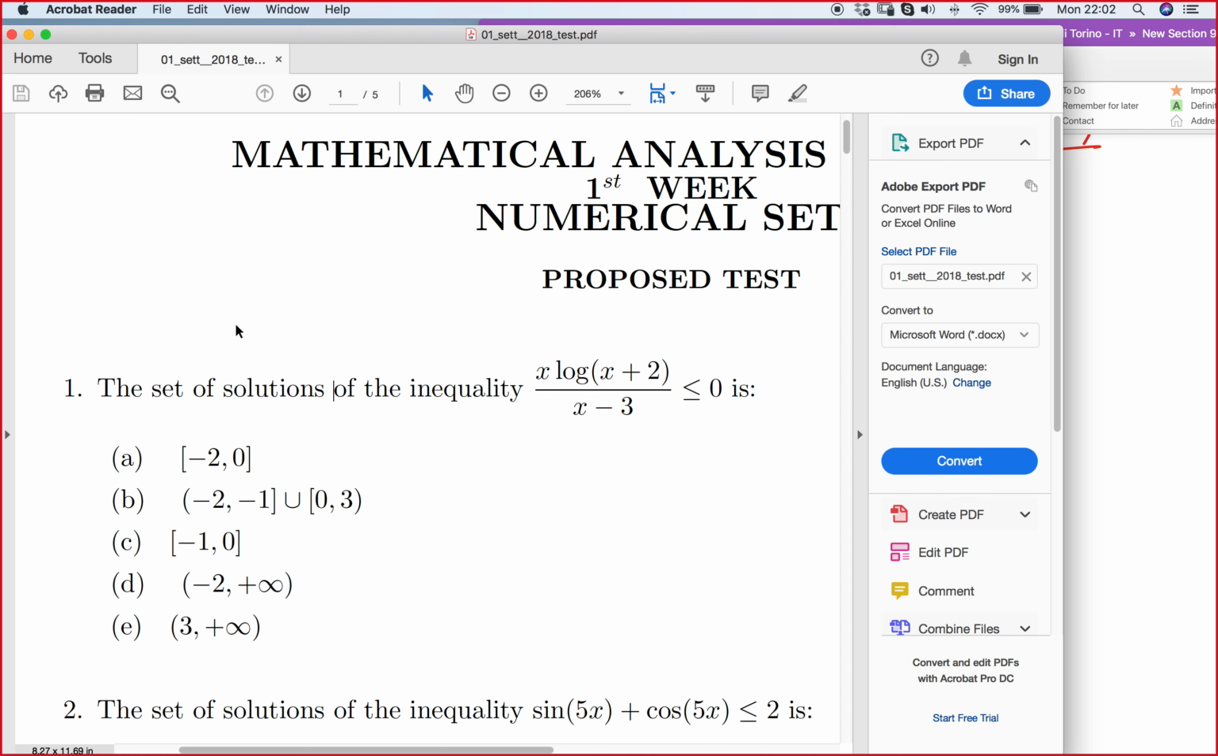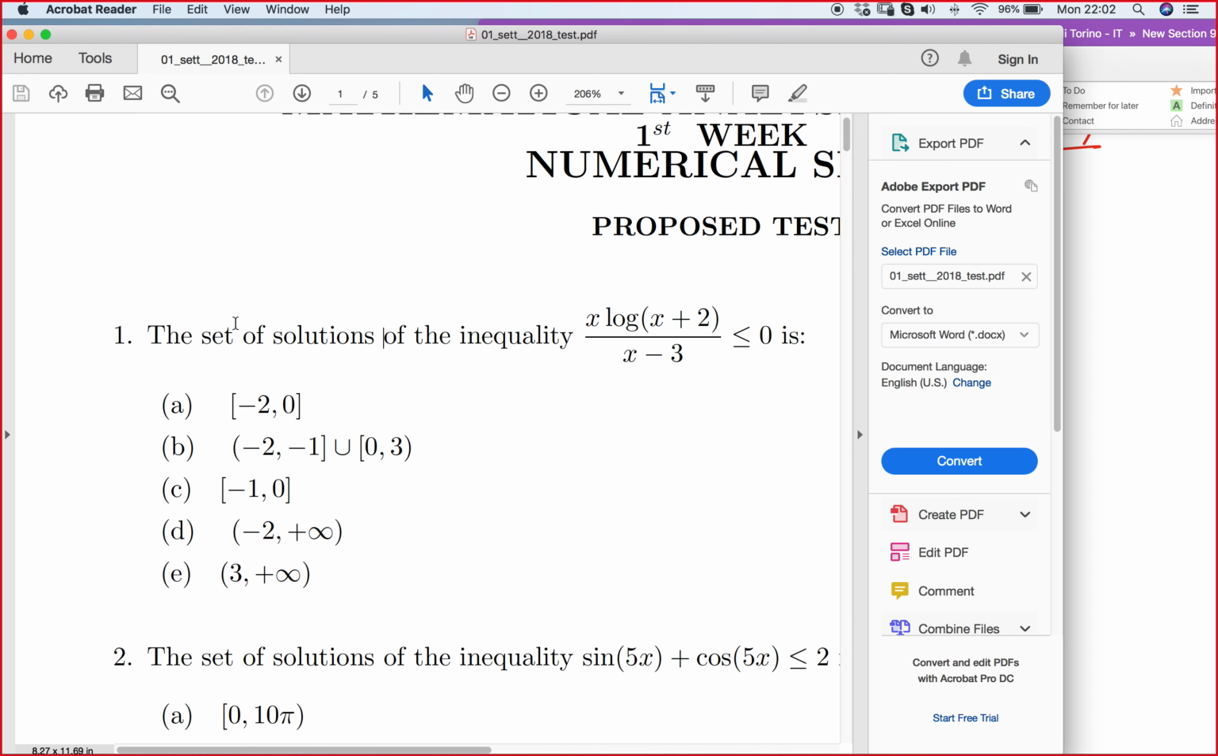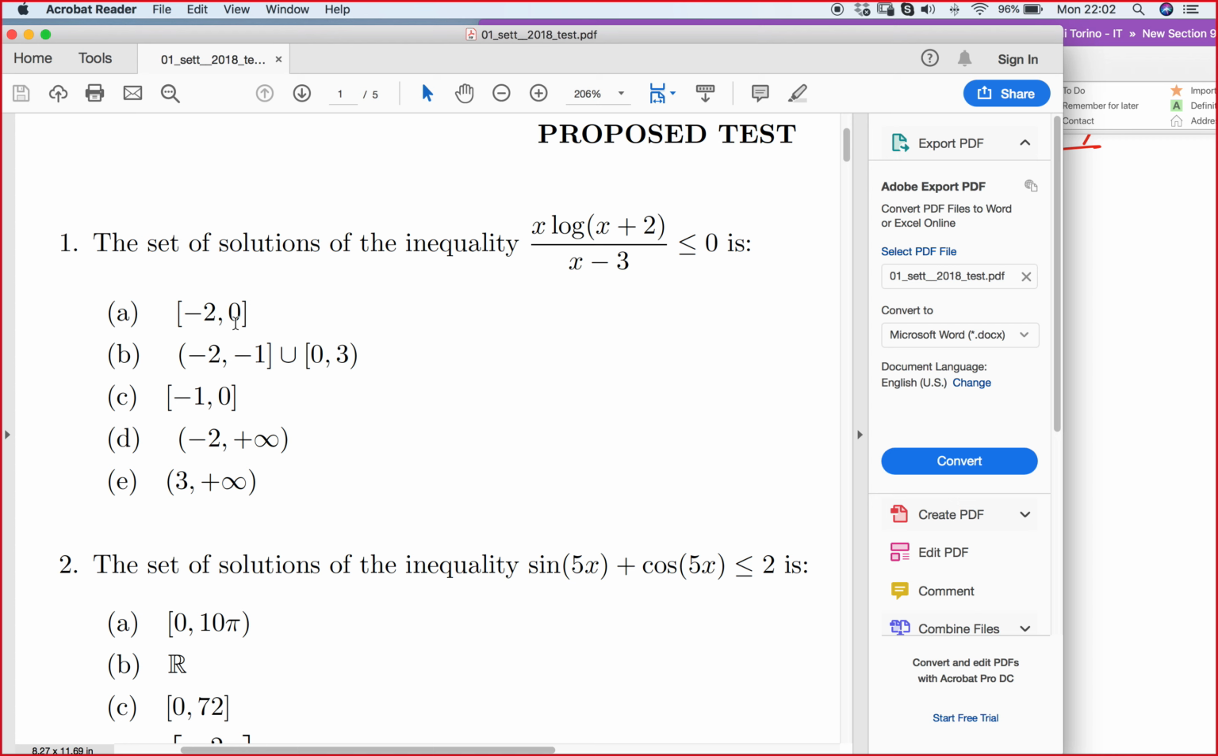Okay, in this first one, as you said, the topics are related to numerical sets. We will learn how to solve inequalities, equations, and so on. So, first question: the set of solutions of this inequality. It is an inequality because we have smaller or equal, right? It's not an equation, it's an inequality. They want the set of solutions of this inequality.